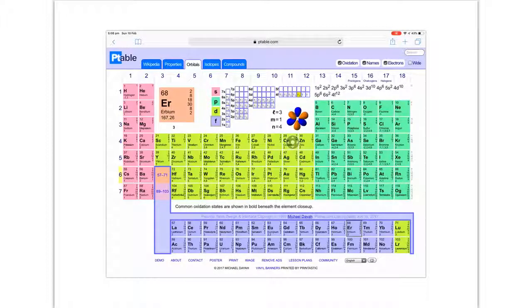So that is an analysis of the trends that we see in the periodic table in various properties that we are interested in in chemistry this year.